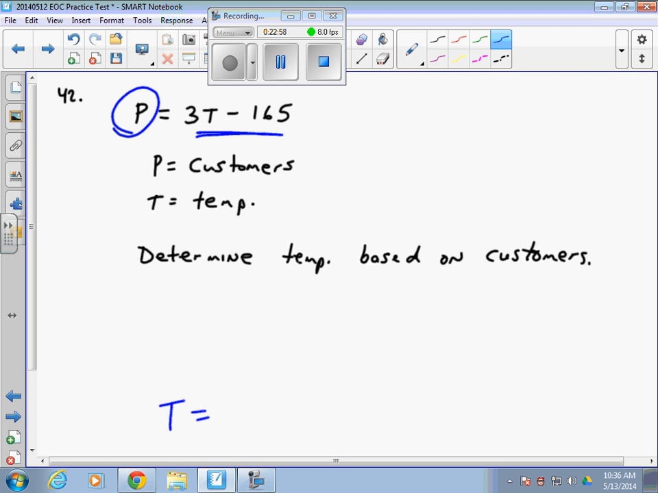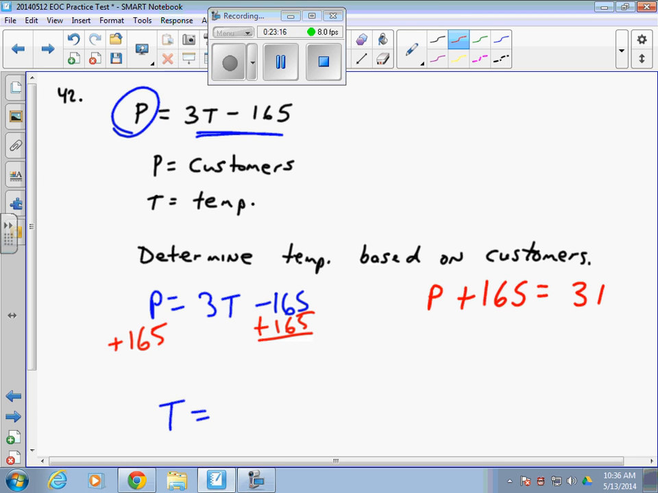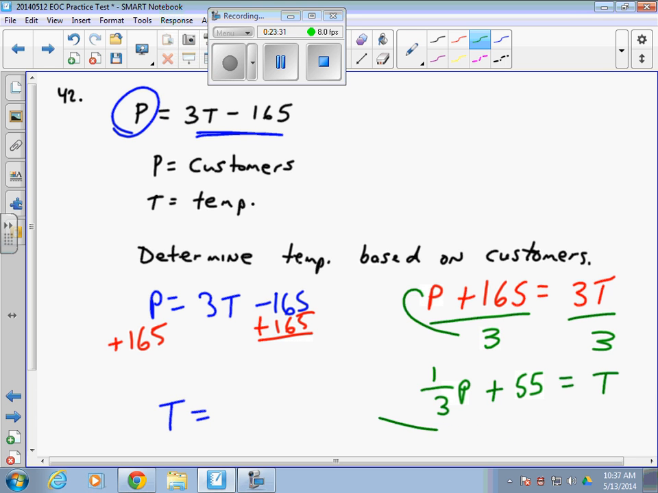So in order to do that, you just want to work this backwards. Undo. Right now it says P equals 3T minus 165. Undo minus 165 by adding it. Add it to the other side. And you have P plus 165 equals 3T. Then divide by 3. You have to divide this by 3, so you get 1 over 3P, plus 165 divided by 3 is 55. So T equals 1/3 P plus 55.